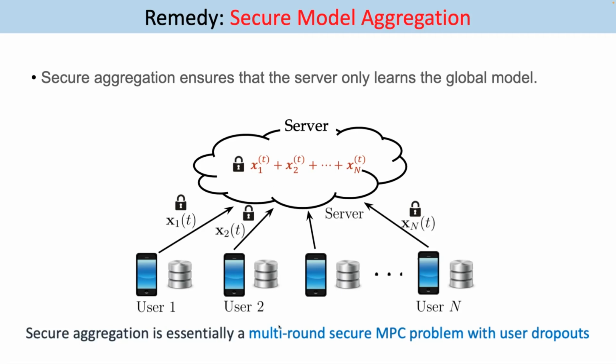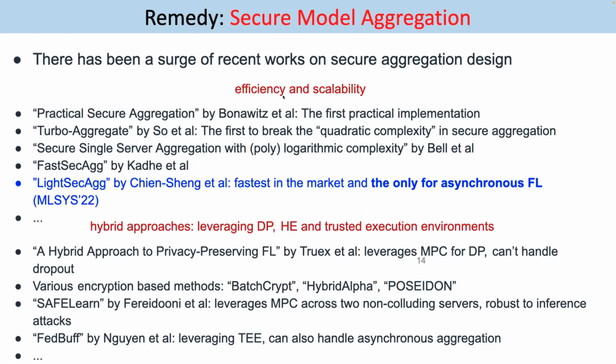You can think about it as a multi-round secure multi-party computing problem in which the goal is to just learn the aggregate model, but not the individual model. One challenge in federated learning that makes it different from conventional multi-party computing is that you also have user dropouts in the system. Nevertheless, there has been a lot of work on how to make secure model aggregation efficient and scalable. There is a variety of work here.